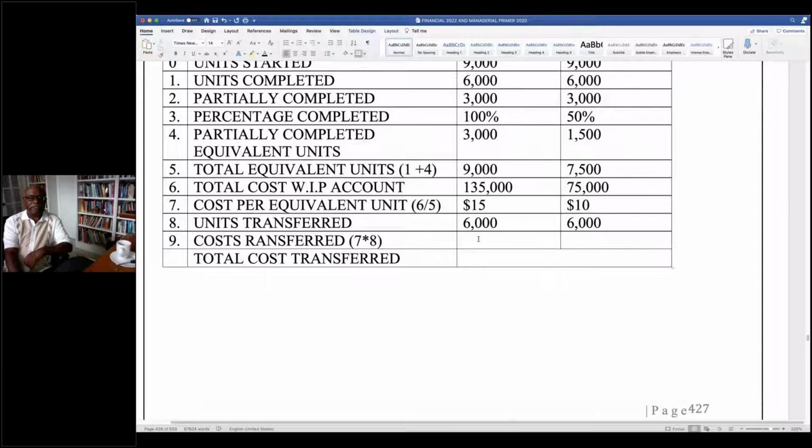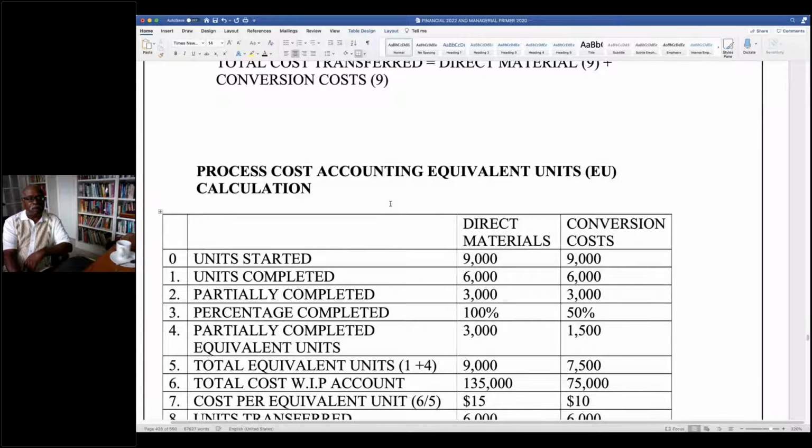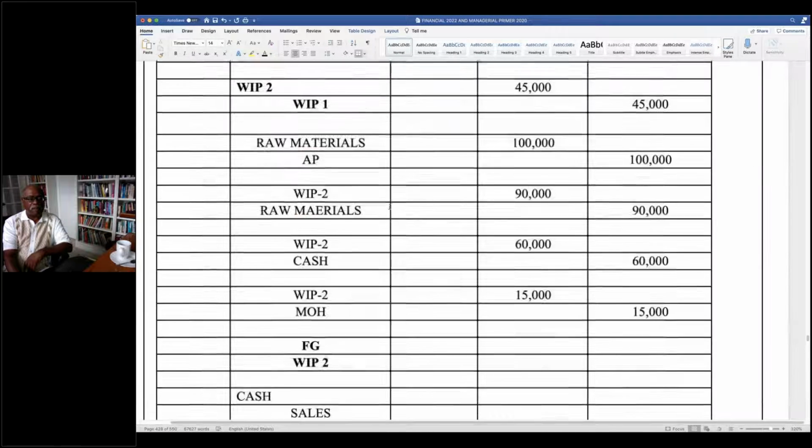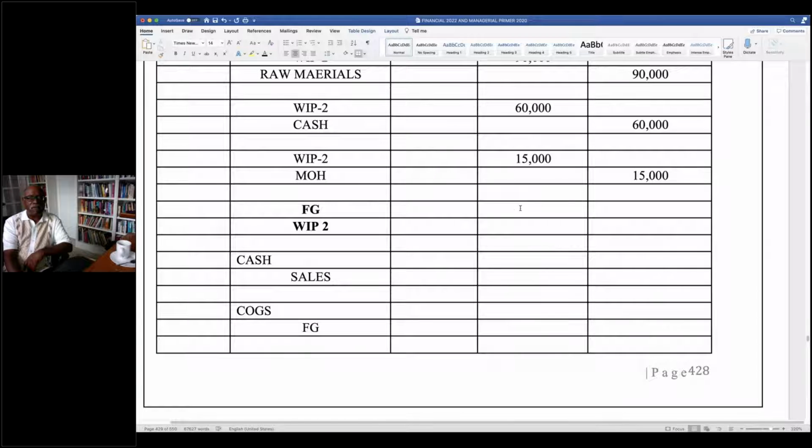So the cost transferred is going to be what? 90,000, by doing 15 times 6,000. How much here? 60,000. So the total cost transferred is 150,000. So we're going to debit finished goods 150,000, and credit work in process 150,000.